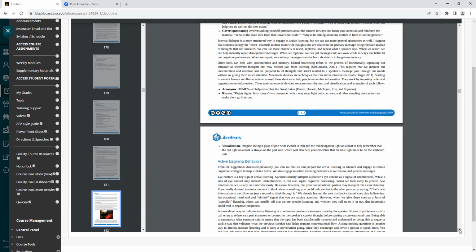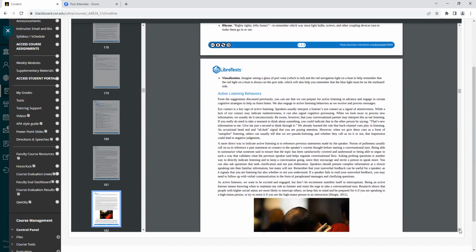Mnemonic devices are techniques that can aid in information recall. Starting in ancient Greece and Rome, educators used these devices to help people remember information. They work by imposing order and organization on information. Three main mnemonic devices are acronyms, rhymes, and visualization, and examples of each follow. Acronyms: HOMES, to help remember the Great Lakes: Huron, Ontario, Michigan, Erie, and Superior. Rhyme: righty-tighty, lefty-loosey, to remember which way most light bulb screws and other coupling devices turn to make them go in or out.